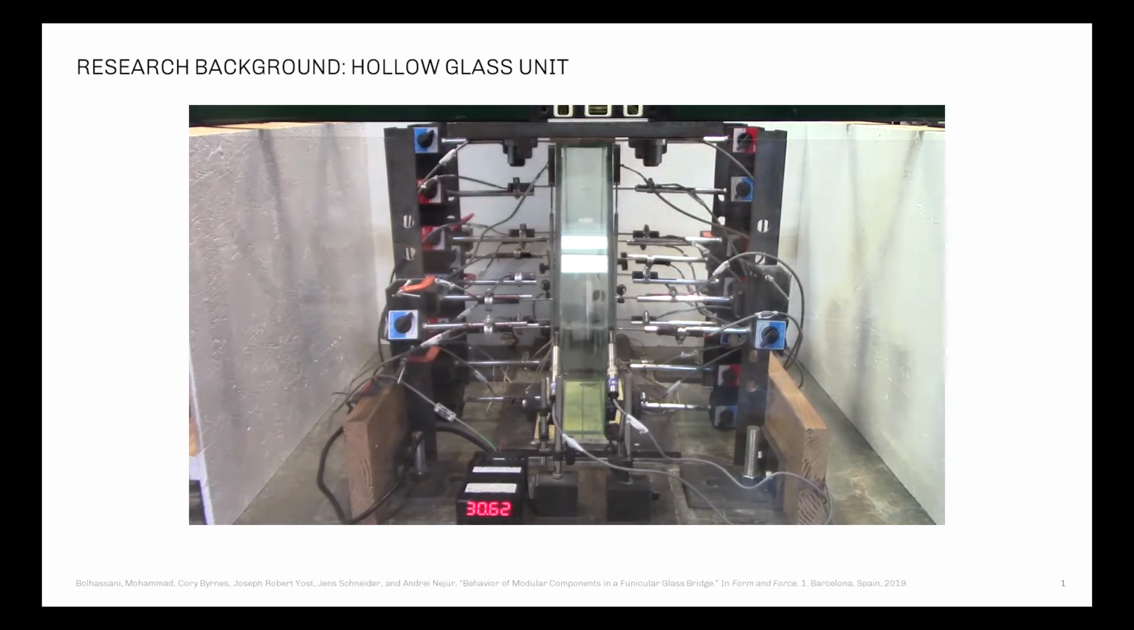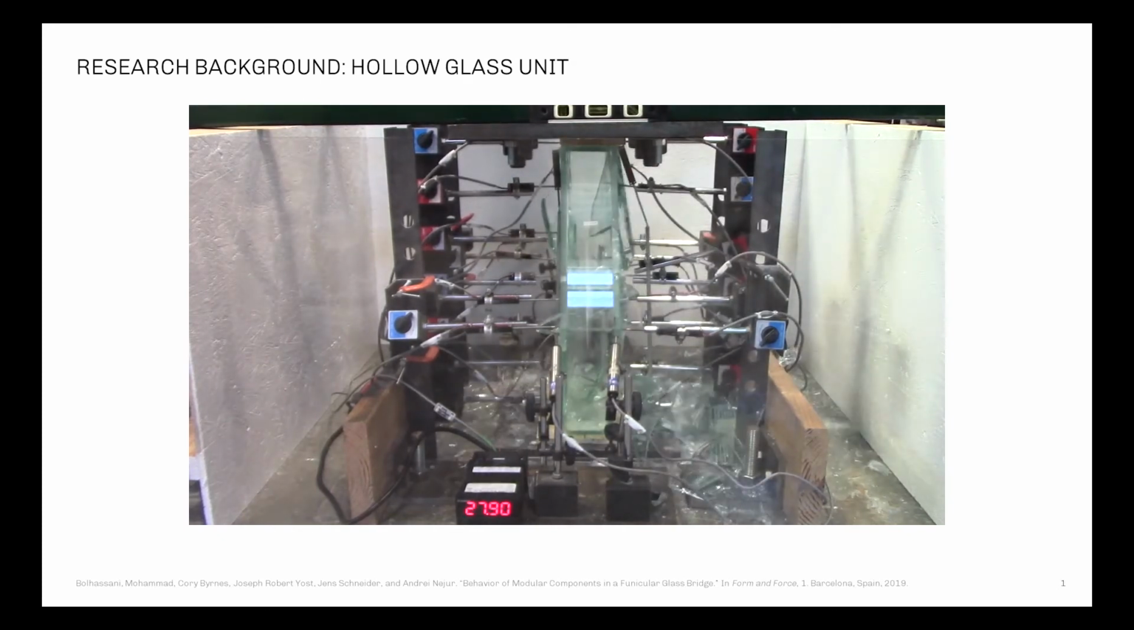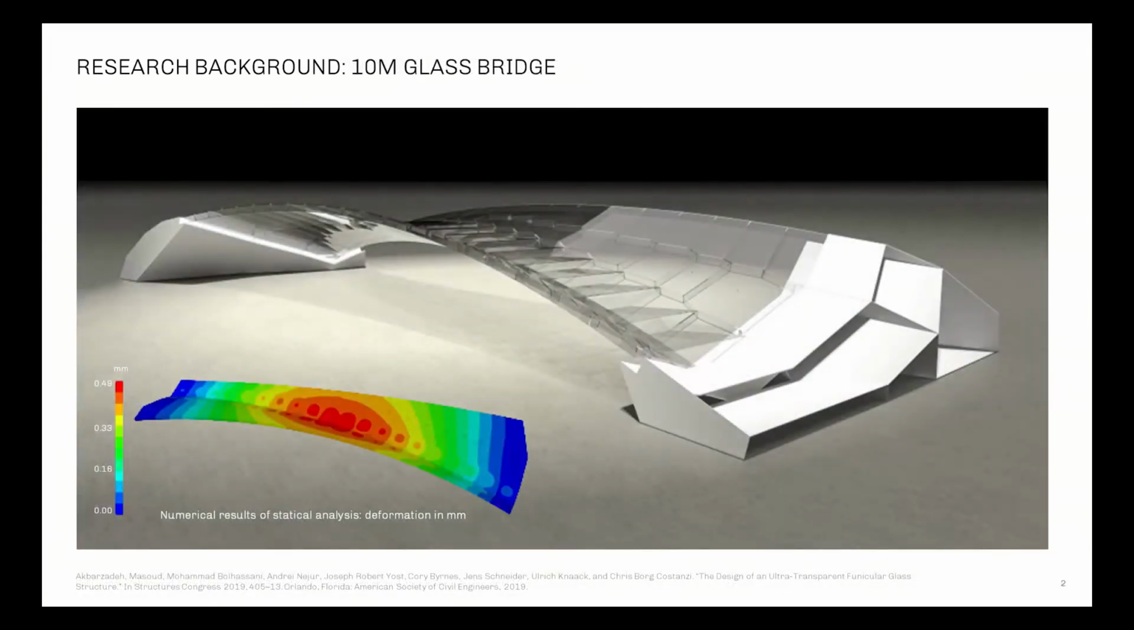Our previous research has shown that we can use 1 cm annealed glass to make hollow glass units, which have considerable load-bearing capacity. And it's also feasible to use the hollow glass units to construct a 10-meter span double-layer glass bridge. This modular approach can greatly simplify assembly and construction at a large scale.